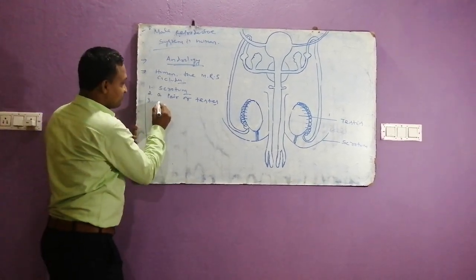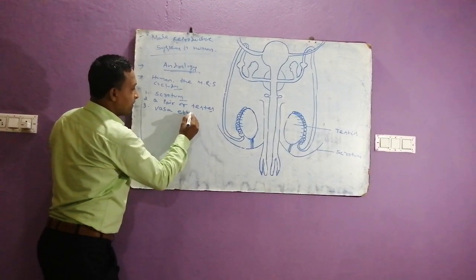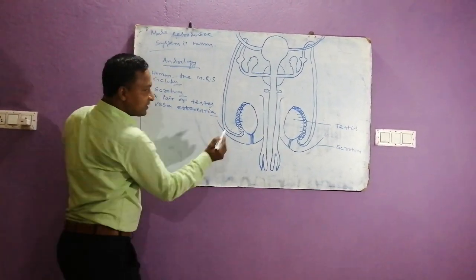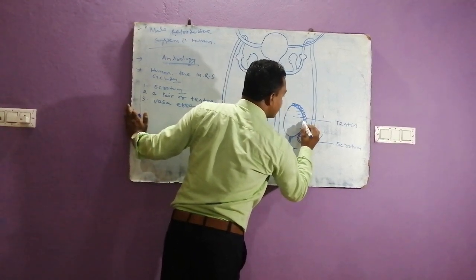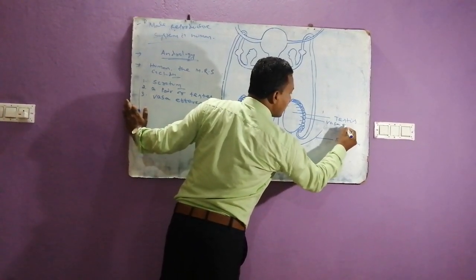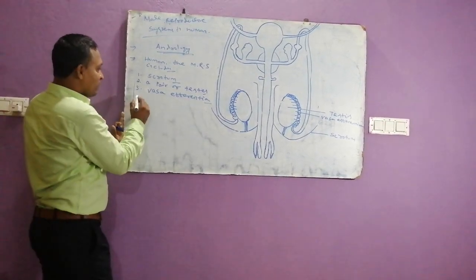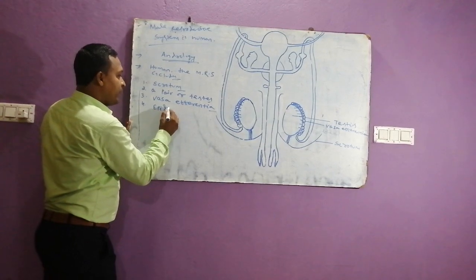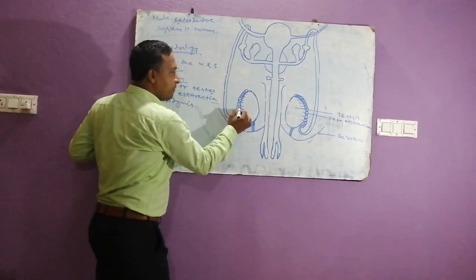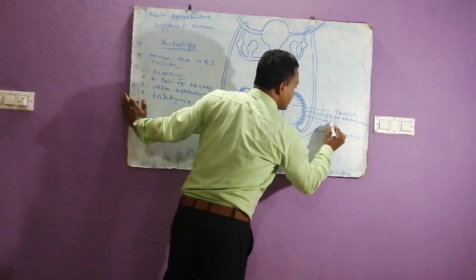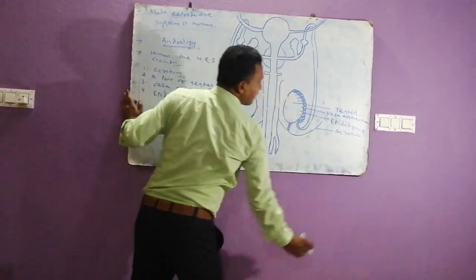Third one, vasa efferentia. Small ducts which arise from the testis, we can call that vasa efferentia. The next one is epididymis. The vasa efferentia are combined to form the epididymis.